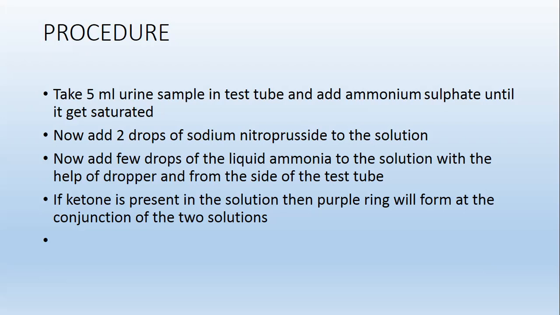So the procedure will be taking 5 ml of urine sample in a test tube and add ammonium sulfate and saturate it. After saturation occurs, add 2 drops of sodium nitroprusside to the solution. After adding 2 drops of sodium nitroprusside, add few drops of liquid ammonia to the solution with the help of a dropper and from the side of the test tube. If the ketones are present in the solution, then a purple ring will form at the conjunction of the two solutions.